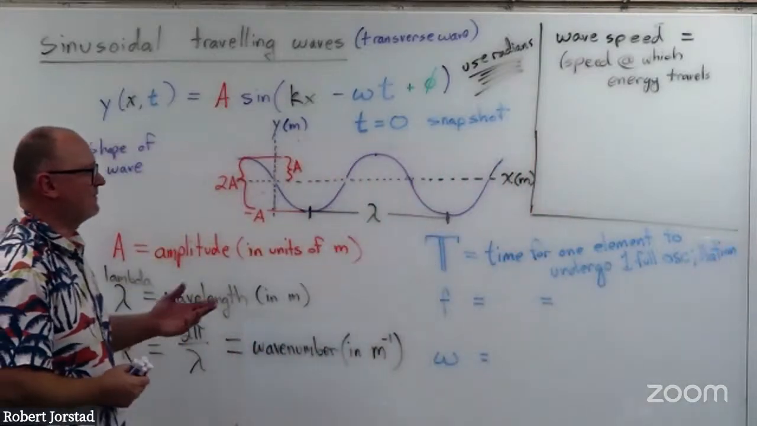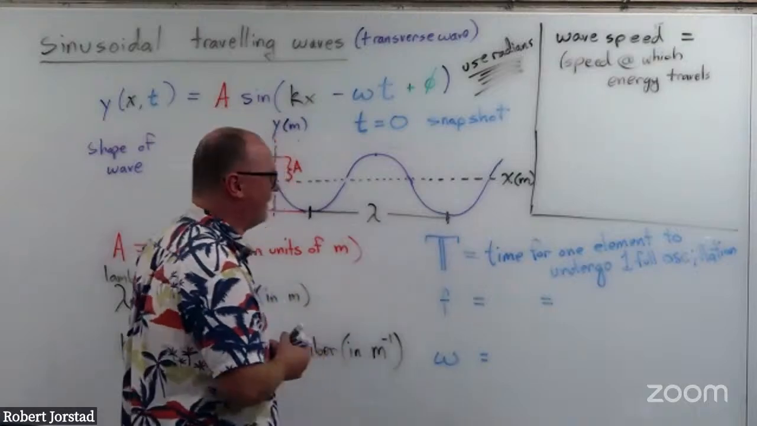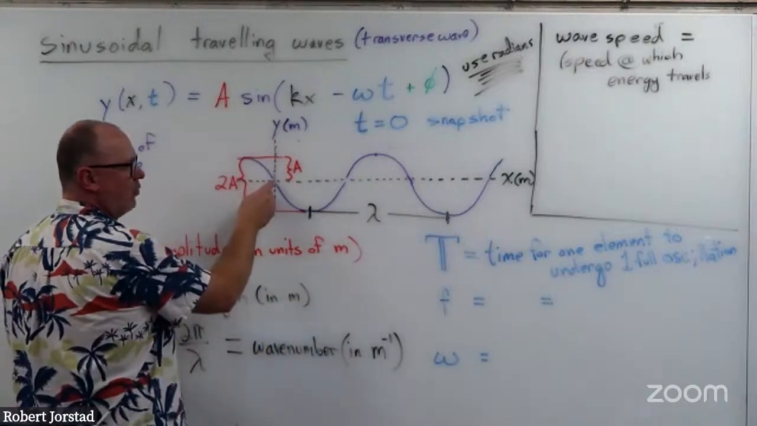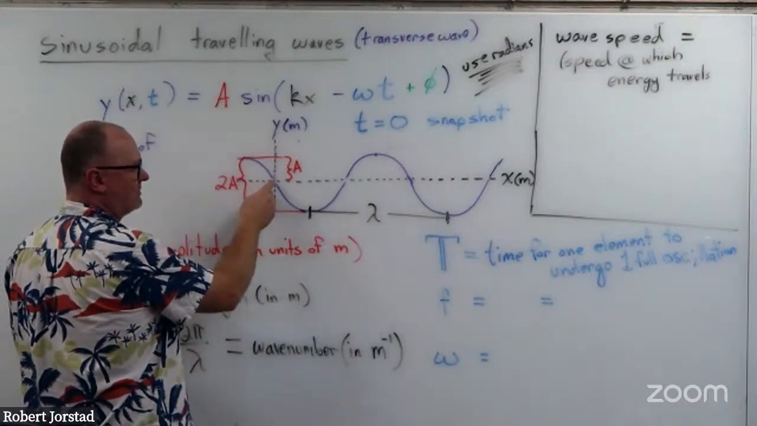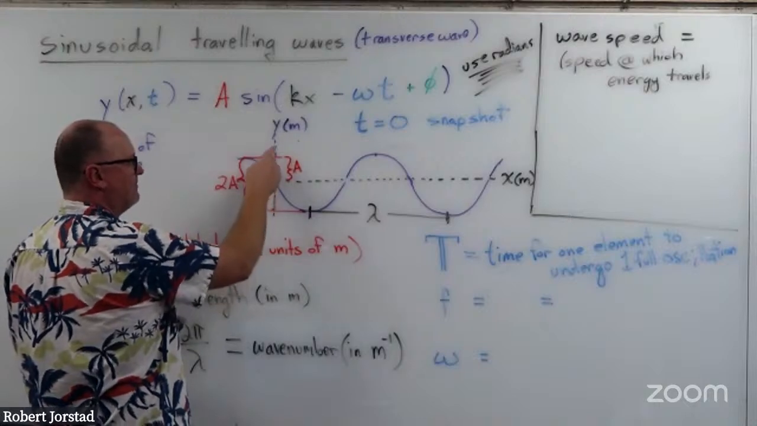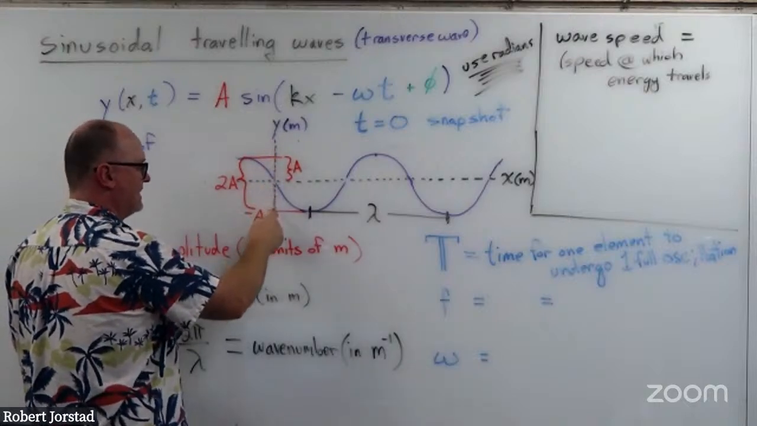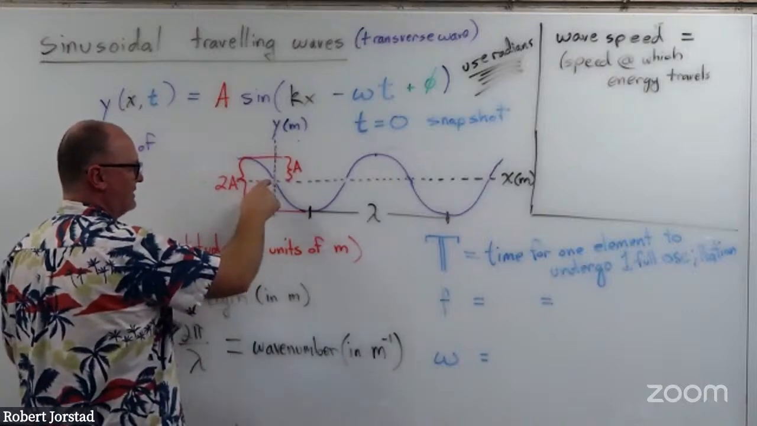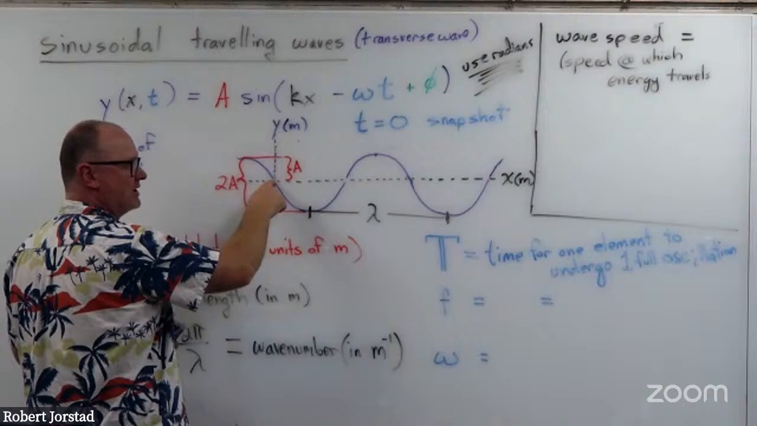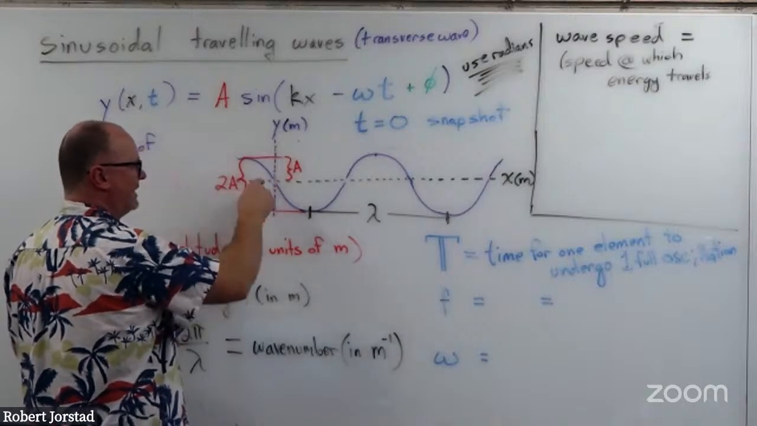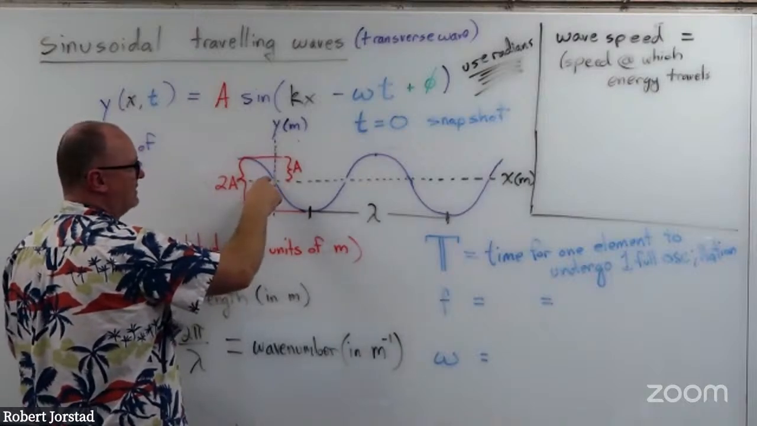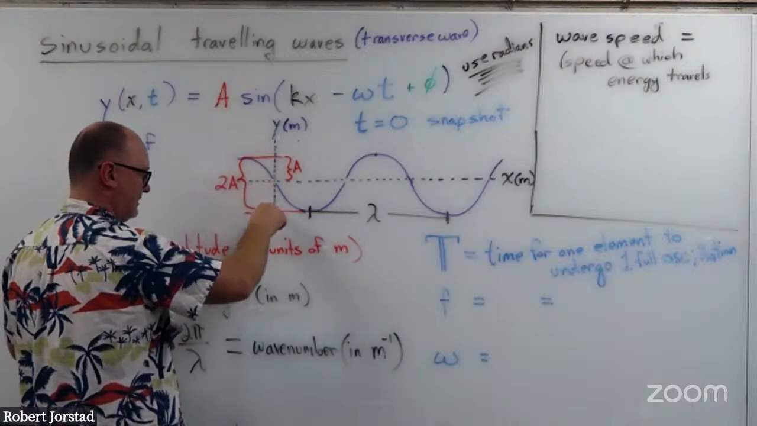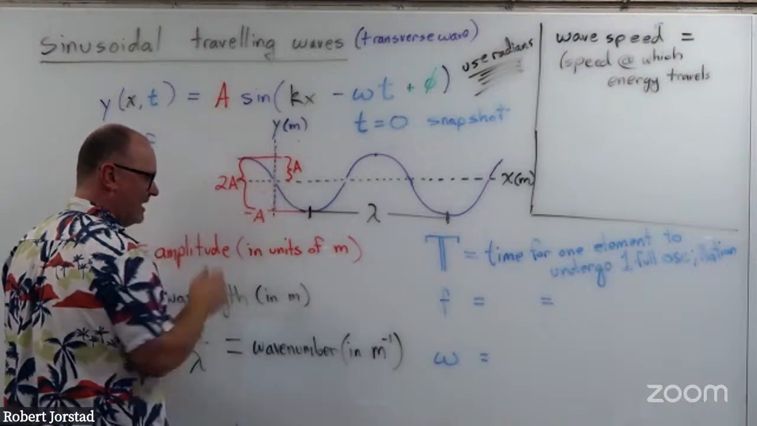It's the time for one element to undergo one full oscillation. Like that one element, meaning the one ball that was at the origin, it went up, and then it went down, and then it came back. So that would be one full oscillation. It was starting at the origin going upwards. How long until it returns to the origin going upwards? So it went up, down, back. That's one period.